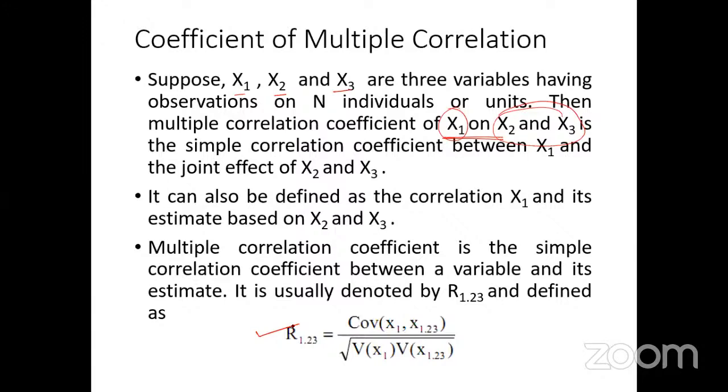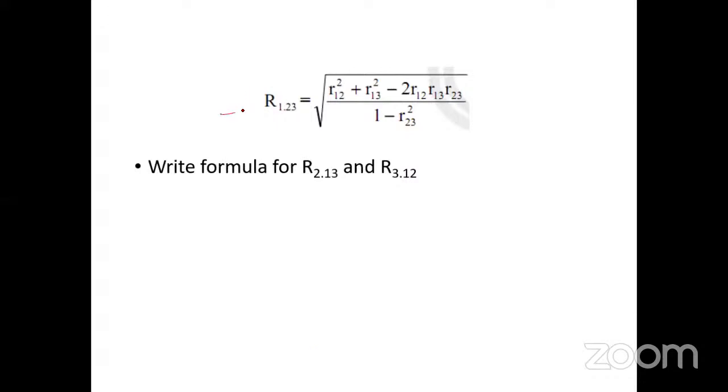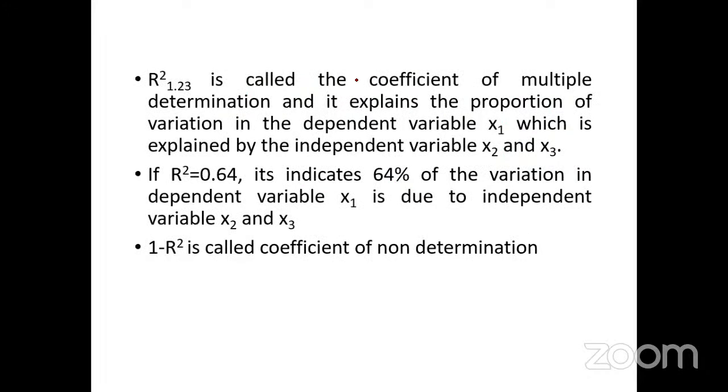R1.23 is equal to the covariance of this one. It means the correlation between R1 with the joint effect of 2 and 3. Similarly, we can simplify this formula with the help of this formula. Keep in mind that in the examination, the values of R12, R13 or R23 are already given, so based on those values you can calculate this multiple correlation coefficient. Similarly, when we are talking about R2.13 or R3.12, we just replace this combination, or we make the formula for those.